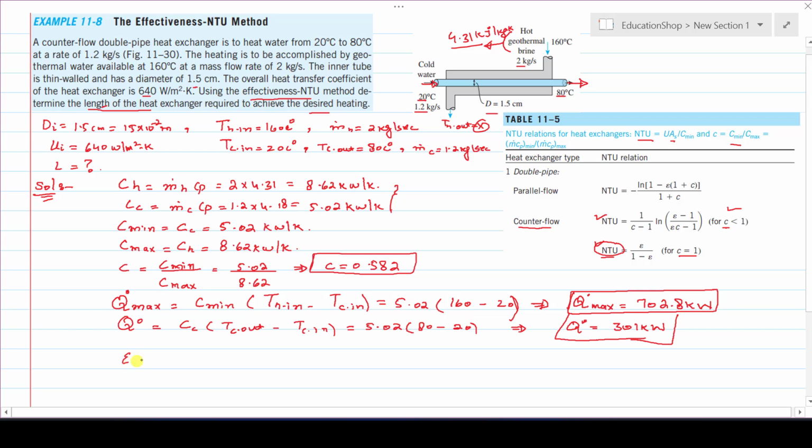Next is to find the effectiveness of the heat exchanger, that is actual heat transfer divided by maximum possible heat transfer in the heat exchanger. Q dot is 301 divided by Q dot max, that is 702.8. Just simply do this division on a calculator and it will give you the effectiveness of the heat exchanger, that is 0.425.